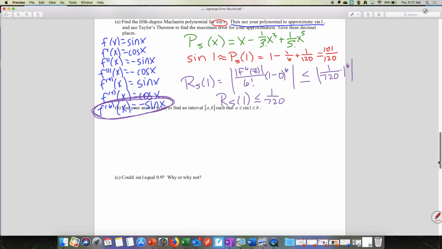Okay, so this approximation right here is only off by at most 1 over 720. That's pretty small. And yes, 720, is that just the 6 factorial? Okay.